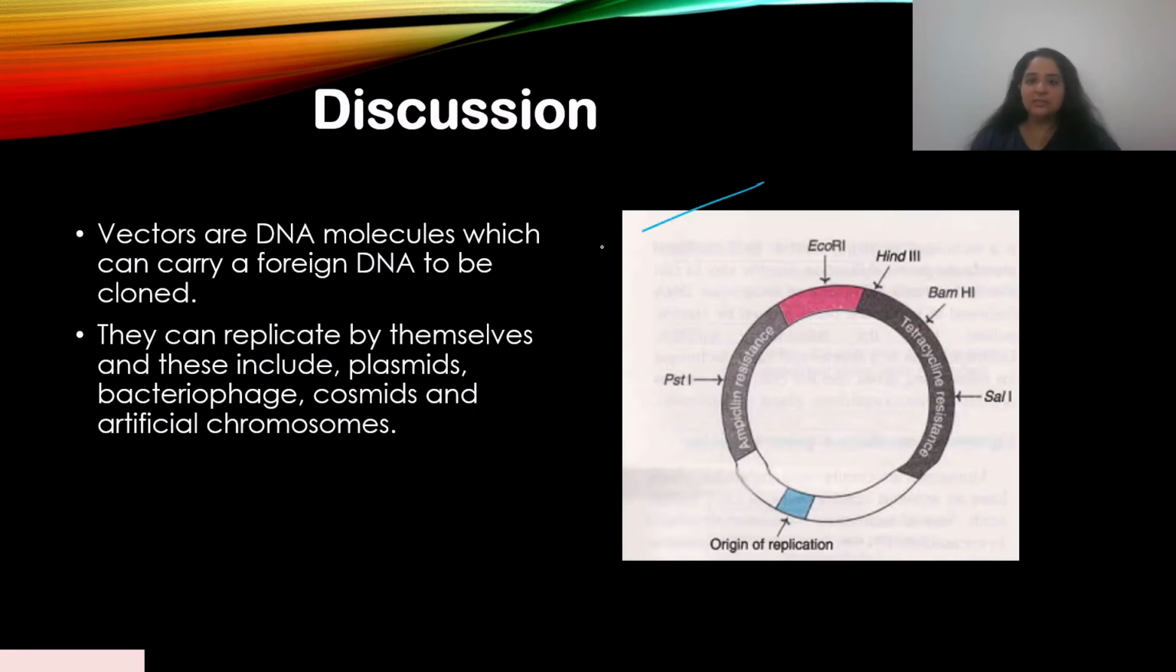Here you see a diagram of a vector, a plasmid vector. It's called PBR322. It's an artificially created cloning vector and it's a plasmid. Vectors are DNA molecules which can carry a foreign DNA to be cloned. You've studied human health and diseases, right? Mosquitoes behave as a vector for plasmodium, the parasite, the protozoa that causes malaria. Similarly, over here it's the same concept. Vector is like a vehicle. It just carries the foreign DNA that we want to be cloned.